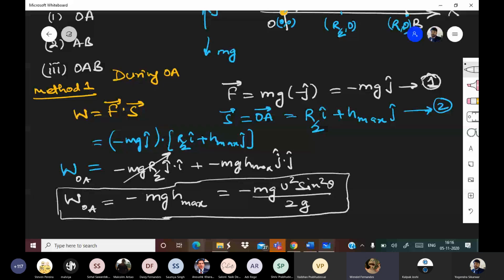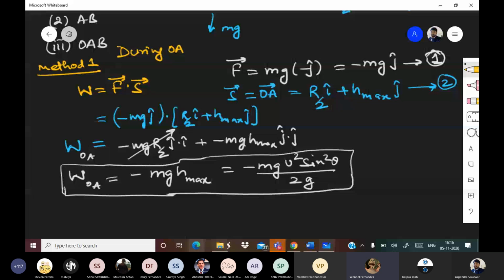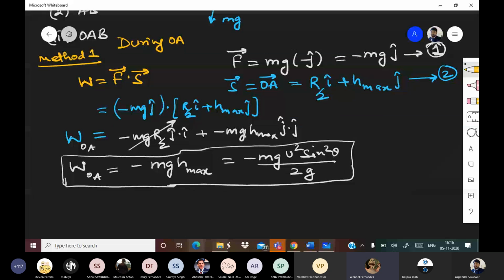Excuse me, sir. How does minus mg upon r by 2 j cap get cancelled? No, it is j dot i. If two vectors are mutually perpendicular, their dot product is 0. i is in this direction and j is in this direction, so they are mutually perpendicular. So that will be 1 into cos 90, and cos 90 is 0. Understood? Okay.